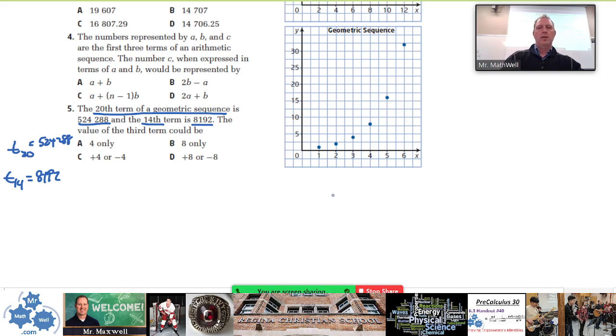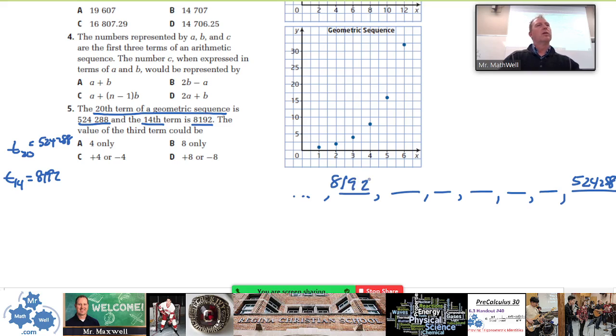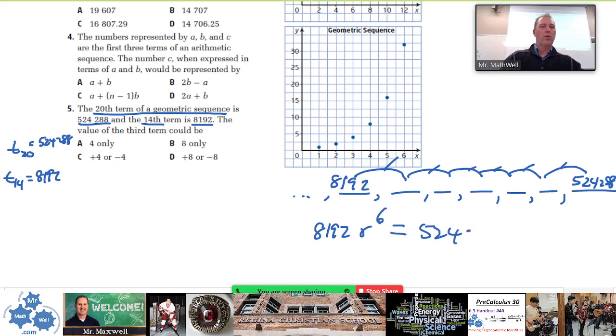How? Because here's the 14th term. Okay, there's the 14th term. We've got 15, 16, 17, 18, 19, and 20 is this big number, right? So if I look at this, 8192, how many times do I have to multiply by r to get this one? Well, times r, times r, times r, times r, times r, times r. So that's 8192 times r to the power of 6 equals 524,288. Then you can solve for r there.